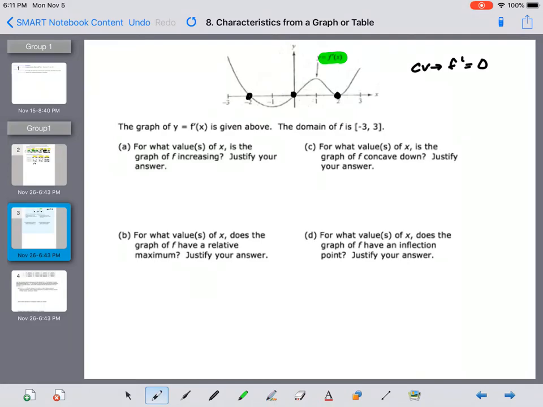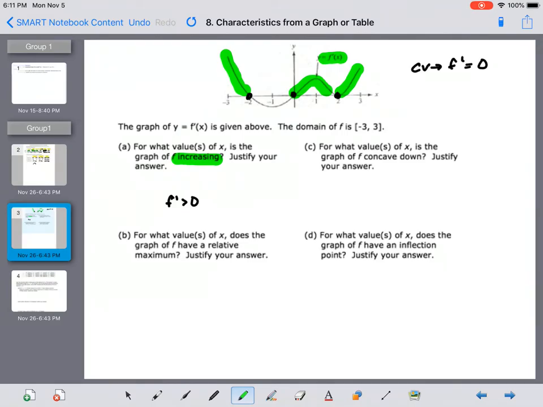Now, if we're looking for where our function is increasing, on the first example, we're looking at increasing. Remember, the justification for increasing was that our f prime was greater than 0. Well, this graph is the graph of f prime, so this graph being greater than 0 means we're above the x-axis. So everywhere above the x-axis, we're actually increasing. That's positive. That's where our derivative is actually greater than 0.